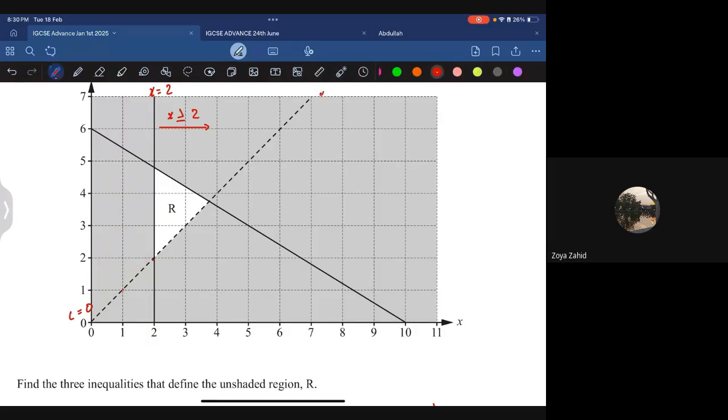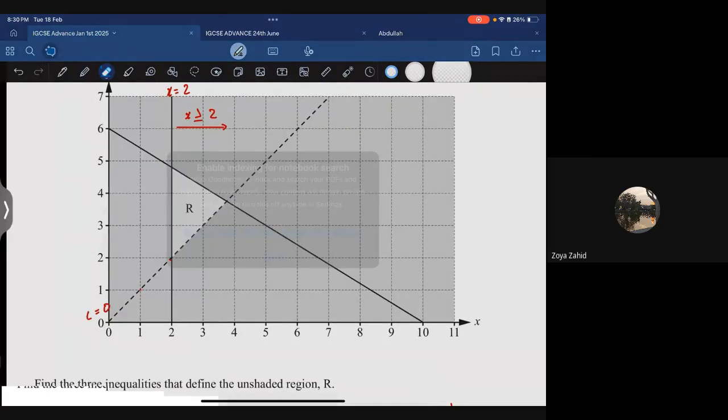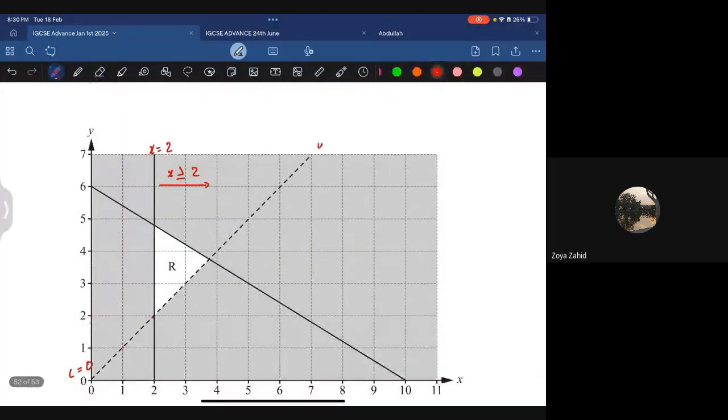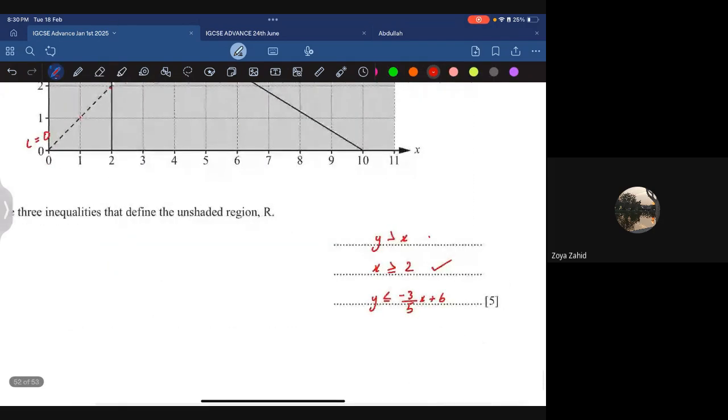So if your equation is written as y is equal to mx plus c, and y is equal to 1x plus 0, then technically it's going to be y is equal to x. So this is a very famous line of the examiner, y is equal to x. Now, one thing for sure, it's a dotted line, so it's only going to be greater than or less than, not equal to. And you're shading above the line. So shouldn't it be y is greater than x? Bingo. This one's correct too.